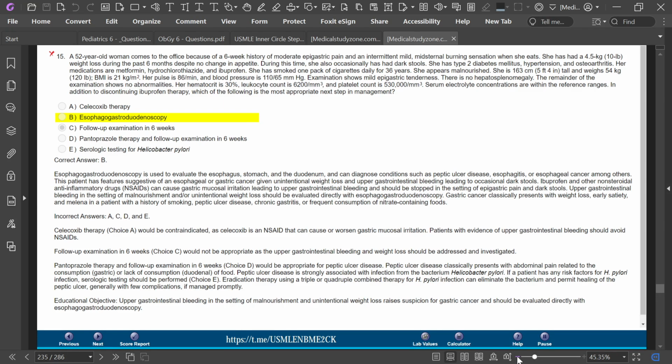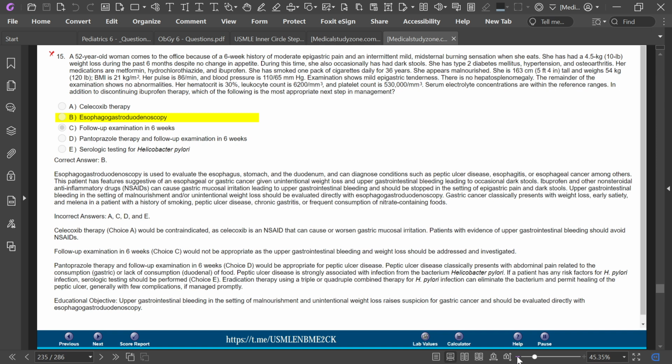Ibuprofen and other non-steroidal anti-inflammatory drugs, NSAIDs, can cause gastric mucosal irritation leading to upper gastrointestinal bleeding, and should be stopped in the setting of epigastric pain and dark stool.